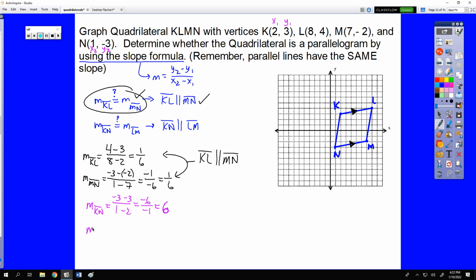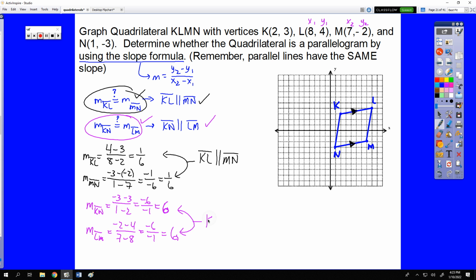Then we repeat that step for the last line, which is LM. So again, when we do that with LM, we've got to reset what our points are. And we have to say x1, y1, x2, y2 on L and M. So y2 minus y1 would be negative 2 minus 4. And x2 minus x1 is 7 minus 8. That also is negative 6 over negative 1, or positive 6. So again, the fact that these are equal, they're both 6, confirms this statement and confirms this statement.